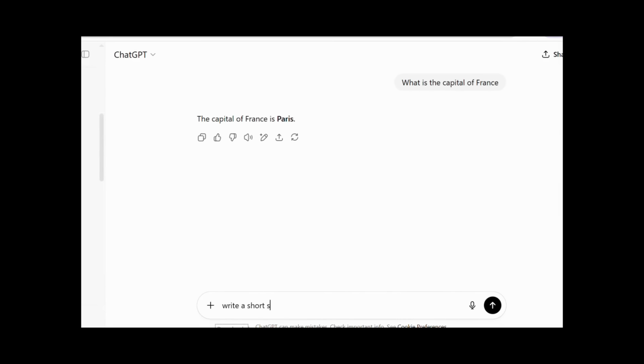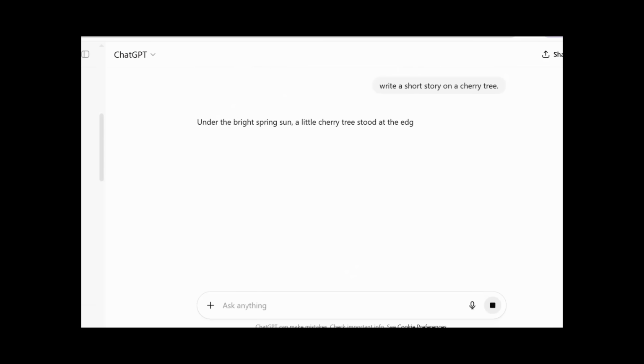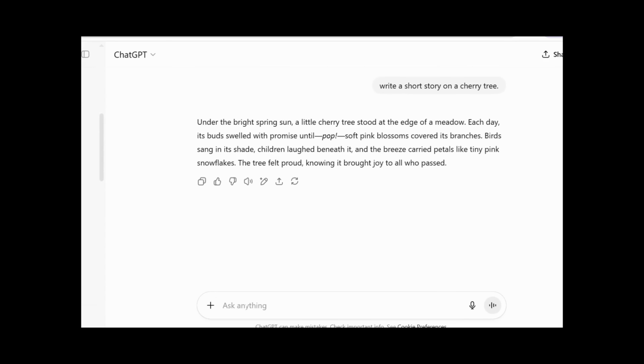You can ask it to write a story on a cherry tree, and it will write a small story on a cherry tree. Since it's a zero shot prompt, it will write it based on its knowledge. So zero shot prompts are quick, specific.